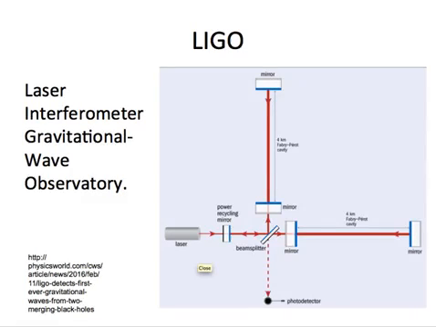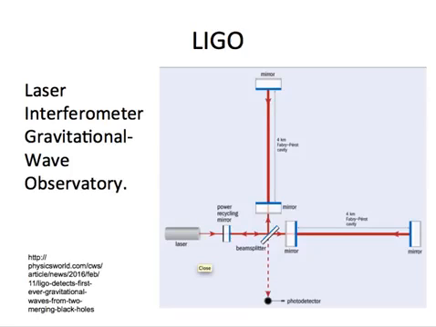And you can see, so laser, it uses lasers. Interferometer, the word meter means to measure, and interfer means interfere. So it's measuring the interference of these two lasers, or these two beams. And it's used to observe gravitational waves.